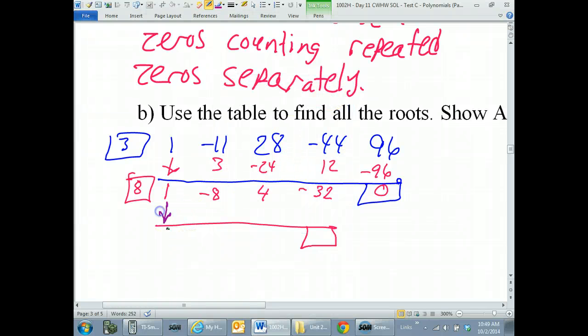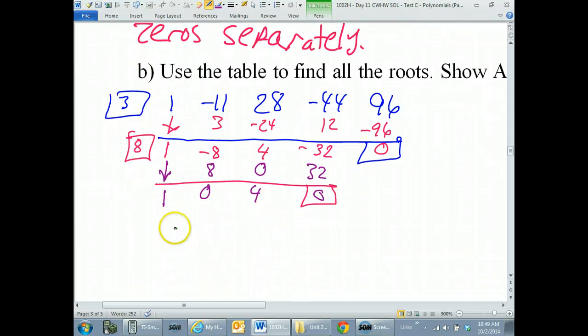Okay, so if I bring this down and I keep going, I multiply, I get 8. I add, I get 0. Multiply, I get 0. Add, I get 4. Multiply, I get 32. Add, I get 0. So now I have this trinomial. What's the trinomial? X squared plus 4. I guess it's not really a trinomial. Binomial. X squared plus 4.